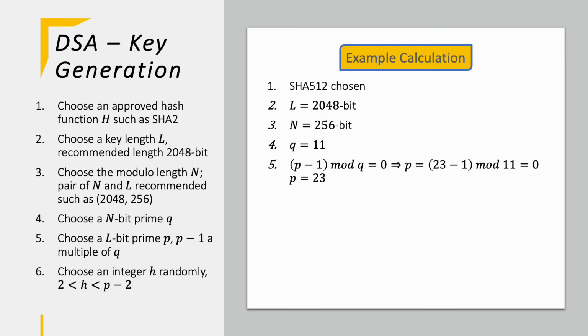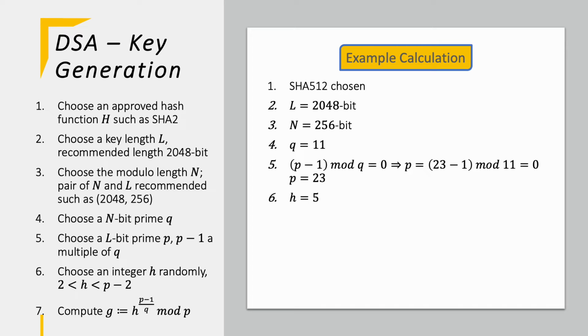And then we have to choose an integer h, small h, randomly, which must be bigger than 2 but smaller than P minus 2. In our example, we just pick 5. So 5 is bigger than 2 and still smaller than P minus 2, which is 21.